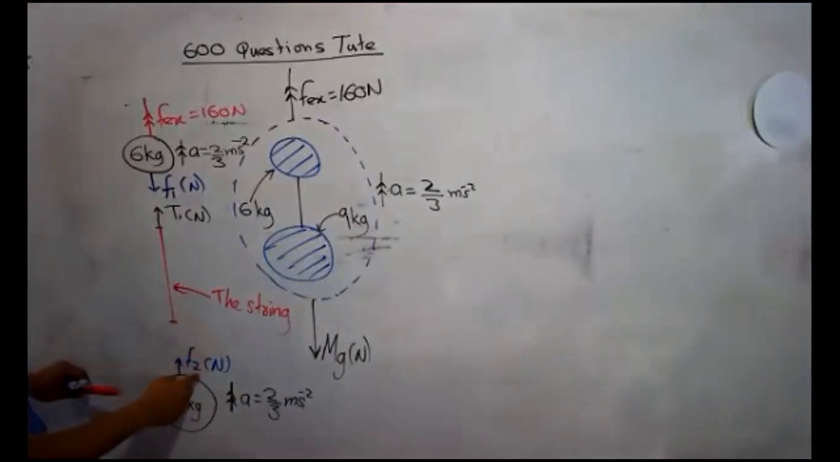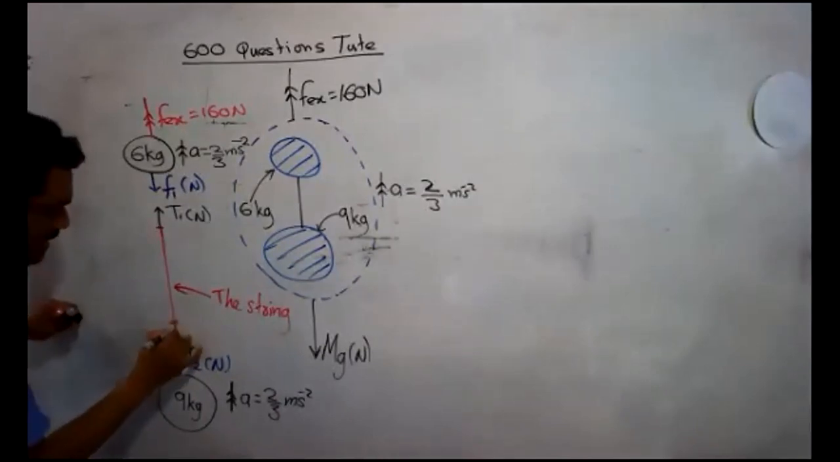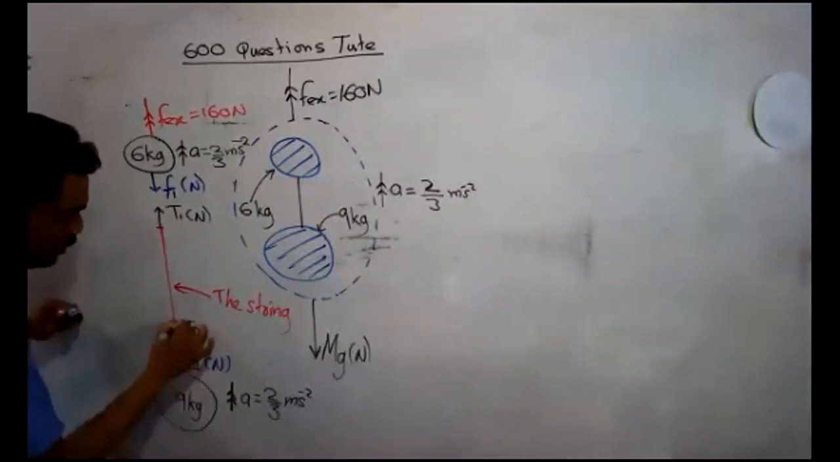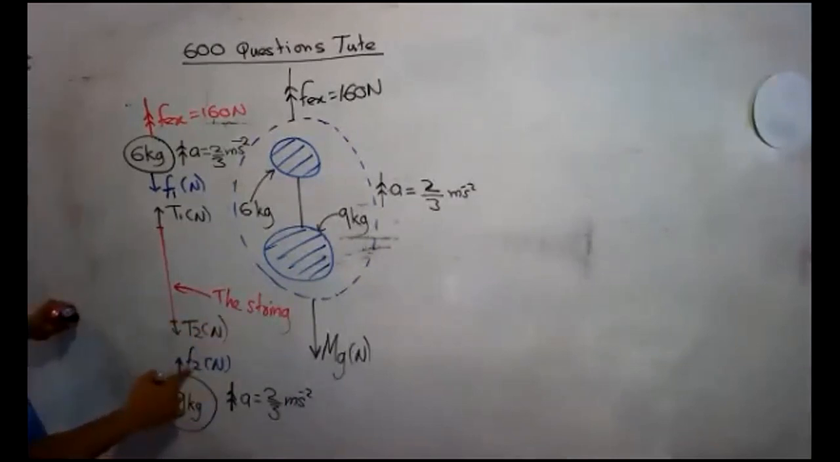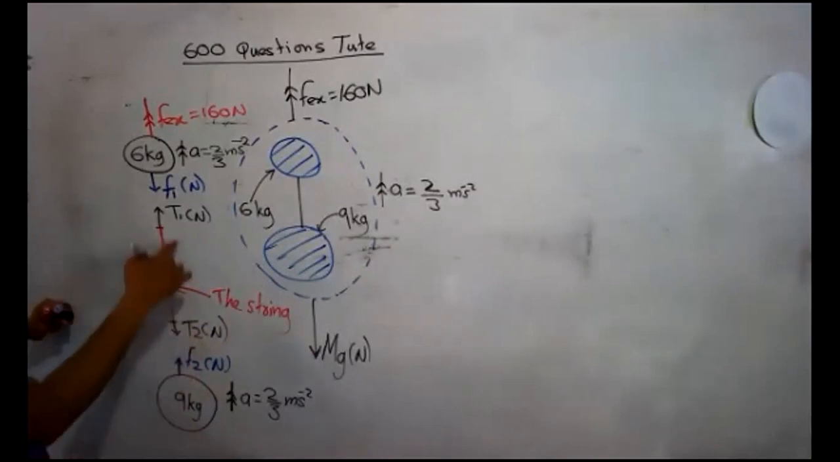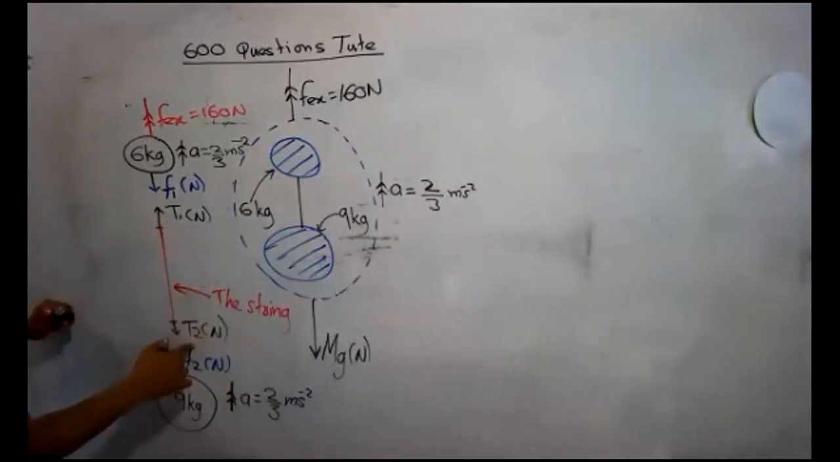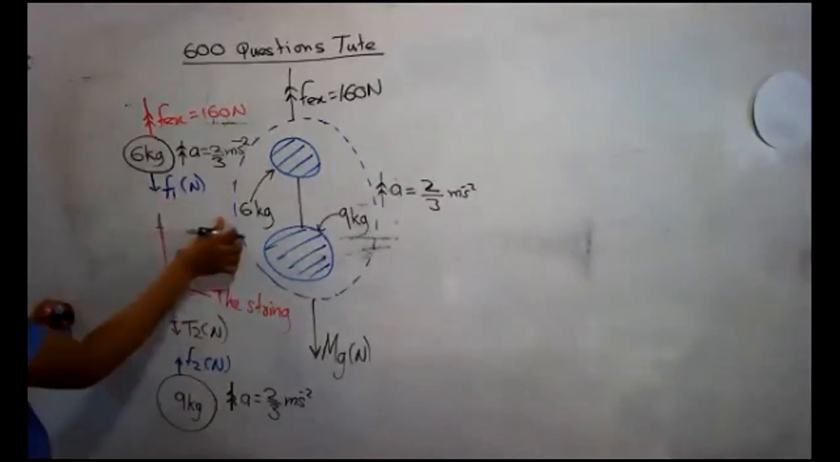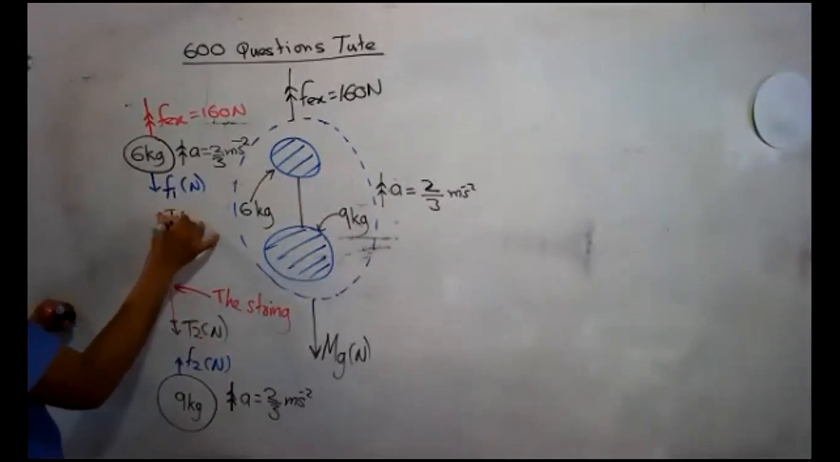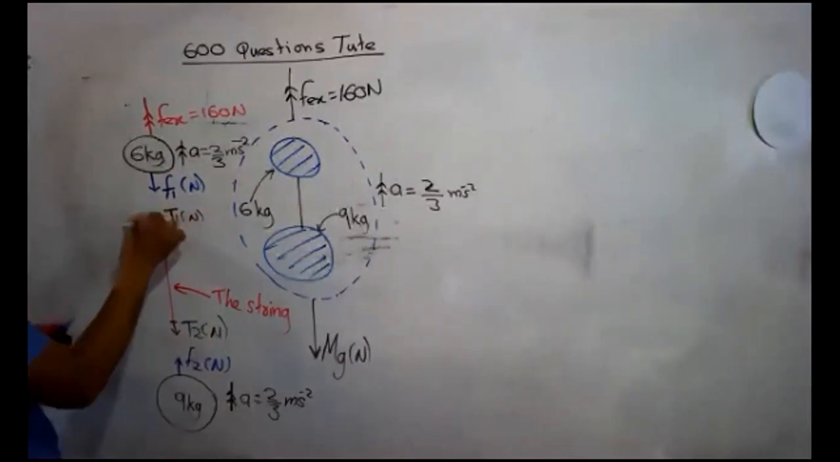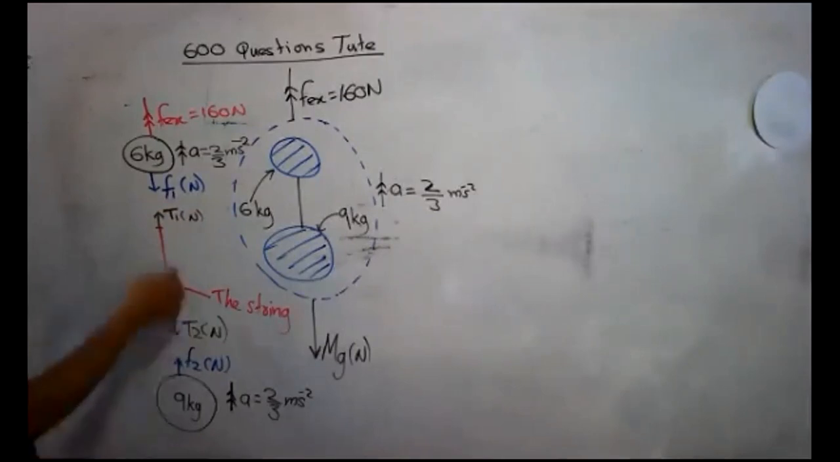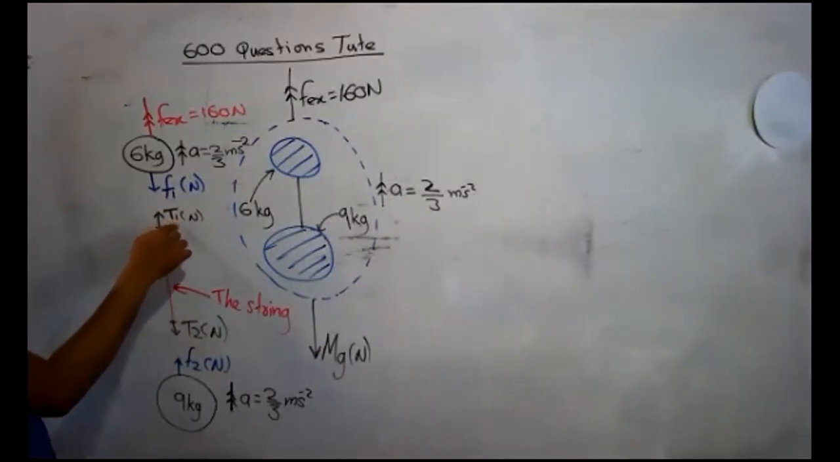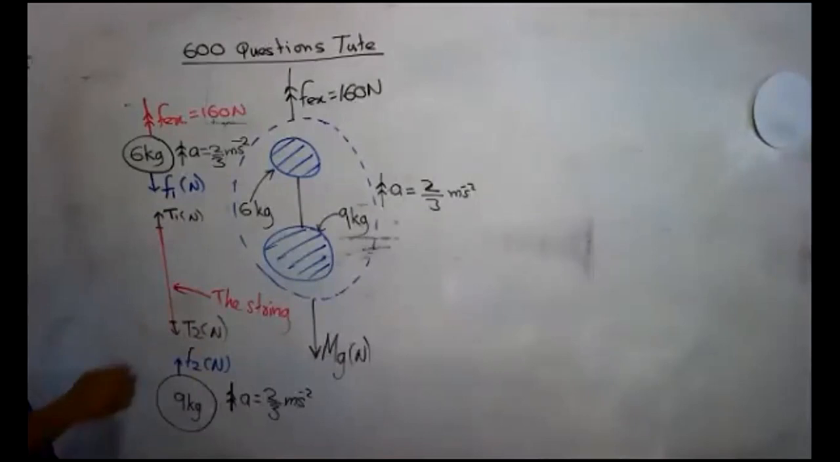So when the string gives a force of F2 Newton to the 9 kg object, the 9 kg object should give an equal and opposite reaction force, T2 Newton. F2 is the action force, T2 is the reaction force. These T1 and T2 forces are said to be the tension forces in the string. As the string does not have a mass, T1 and T2 are equal, and I am going to prove that T1 equals T2.